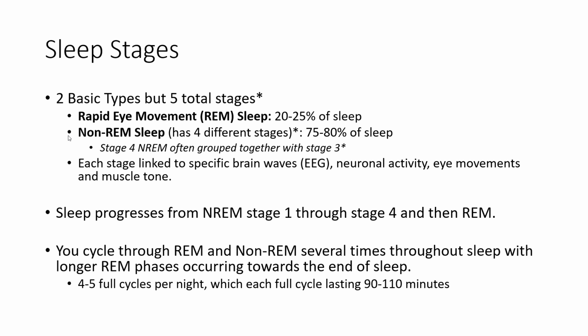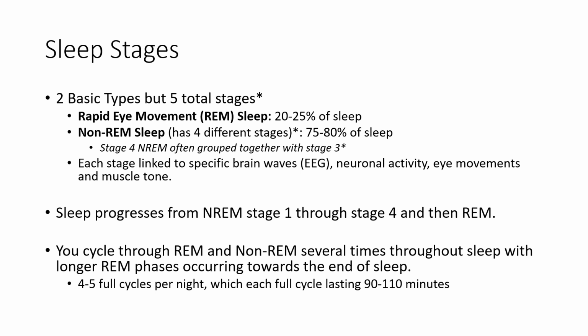Sometimes you see stage 4 and stage 3 grouped together under the umbrella of slow wave sleep, but they are a bit different. So 5 total stages, 1 of REM and 4 of NREM, or non-rapid eye movement sleep. Now, each stage of sleep is linked to specific brain waves that we observe on an electroencephalograph, or an EEG, that correspond to different patterns of activity in the brain that transpire during sleep. And we also see different eye movements, neuroactivity, and muscle tone. We'll go over that stage by stage too.